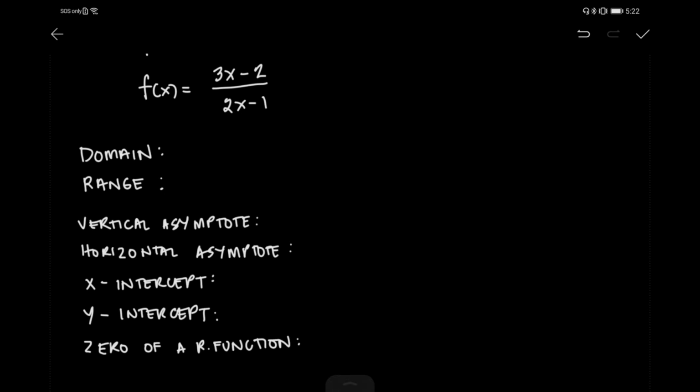Okay, today guys, we're going to discuss the rational function. Sa discussion natin na ito, we're going to discuss how to find the domain, the range, the vertical asymptote, the horizontal asymptote, x-intercept, y-intercept, and zeros of a function. Then later on guys, we're going to discuss kung paano po natin i-graph itong ating given rational function.